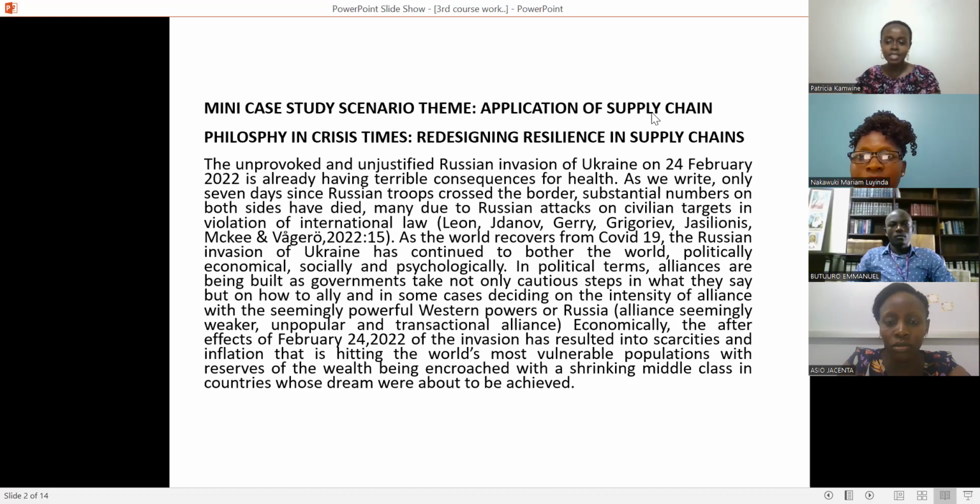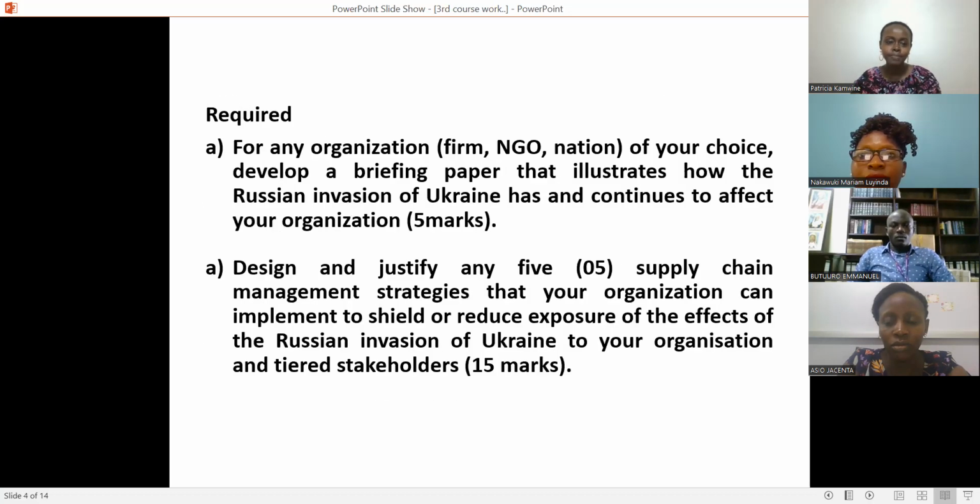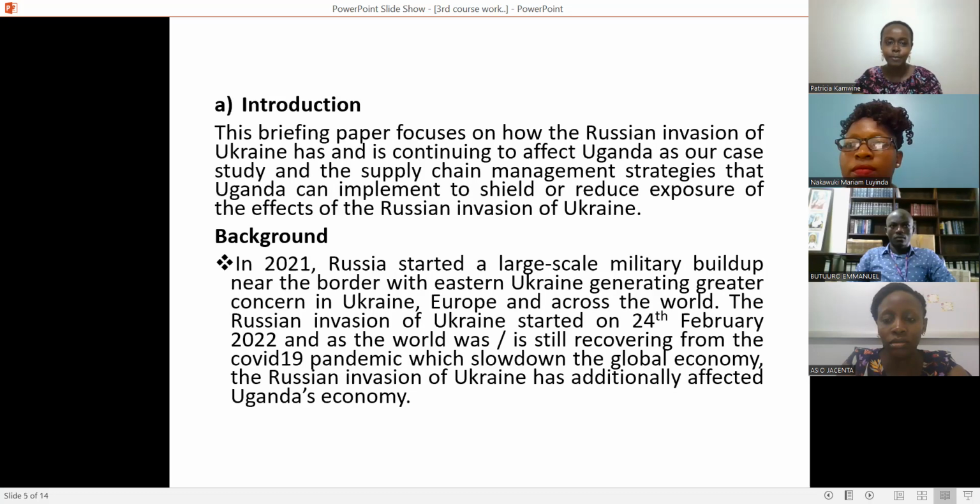The mini case study scenario theme: Application of Supply Chain Philosophy in Crisis Times, Redesigning Resilience in Supply Chains. We are required to illustrate how the Russian invasion of Ukraine has and continues to affect your organization, and to design and justify any 5 supply chain management strategies that the organization can implement to shield or reduce exposure of the effects of the Russian invasion of Ukraine to the organization.